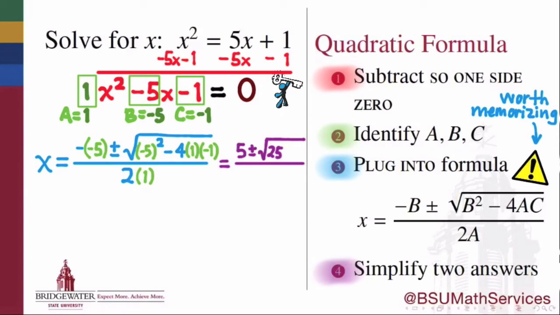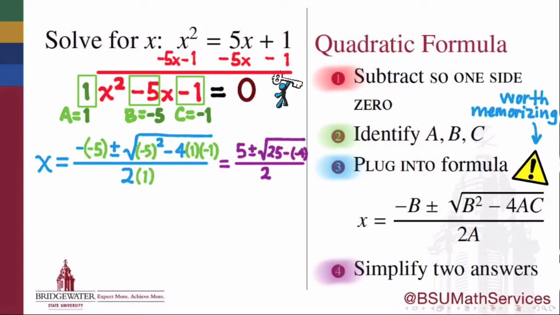Then, according to the order of operations, we need to multiply 4 times 1 times -1 before we're able to do the subtraction underneath the radical. Well, 4 times 1 times -1 gives me -4. So underneath the radical, we have minus the quantity -4. Again, very careful about those signs. And lastly, in the denominator, 2 times 1 is equal to 2.